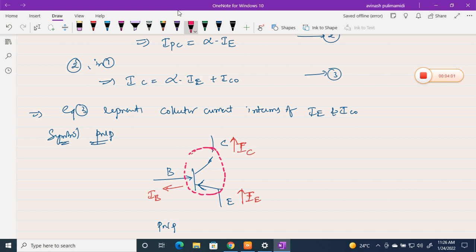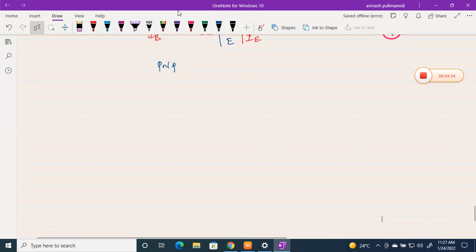If you draw a circle over this and treat the PNP transistor as a single node point, what are the currents at this node? IE is equal to IB plus IC. Yes or no? Let us take this as equation number 4.